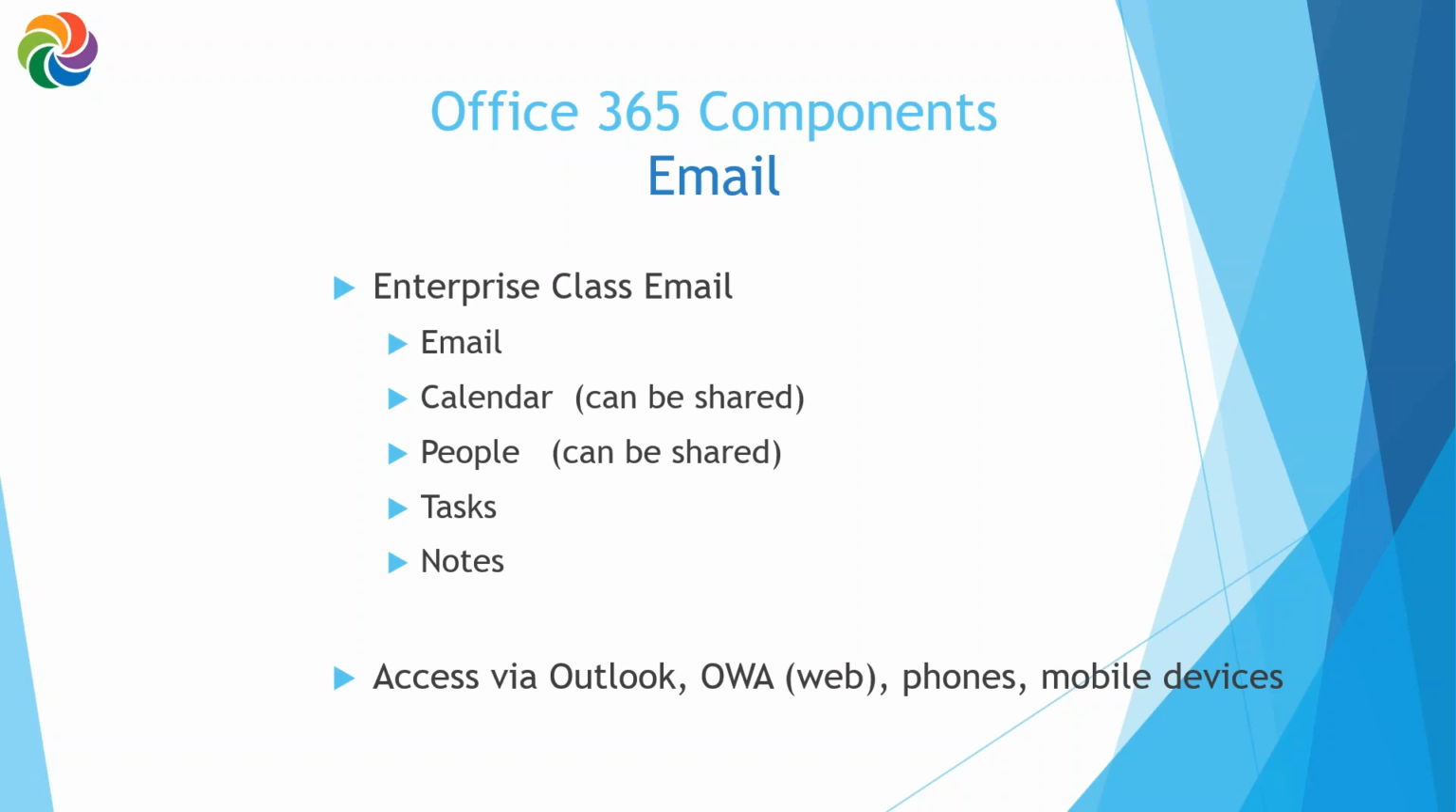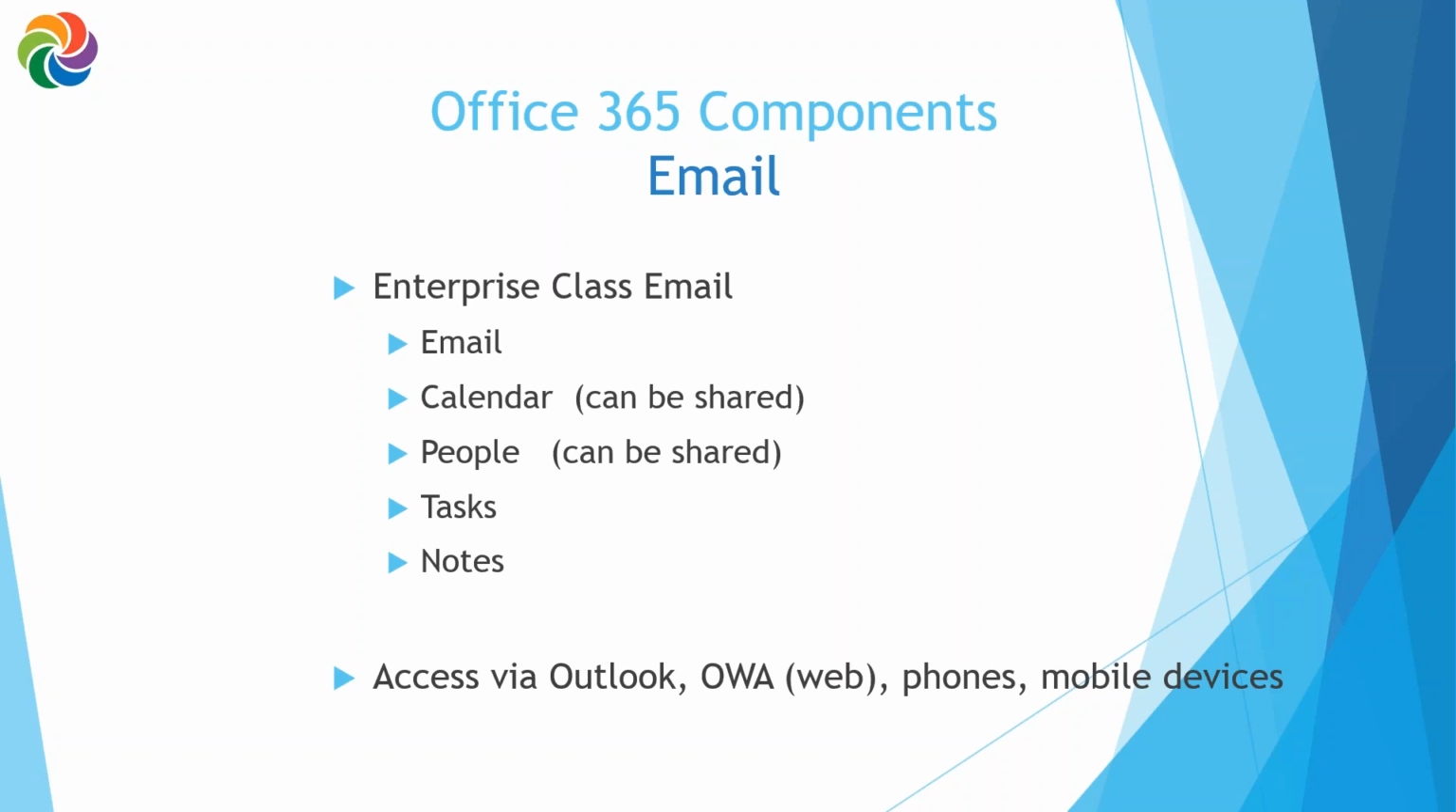And email, as you know, is email itself. It's calendar, it's people, which used to be called contacts, it's tasks, and it's notes. Those are the things that are in Outlook on your desktop. But one thing with Office 365, you can access your email many different ways. So you can access it through Outlook, which I'll call the desktop application. And through today's demo, we're going to be talking about desktop applications, web applications, and mobile applications, because a lot of the various pieces of Office 365 will work across all of those environments.